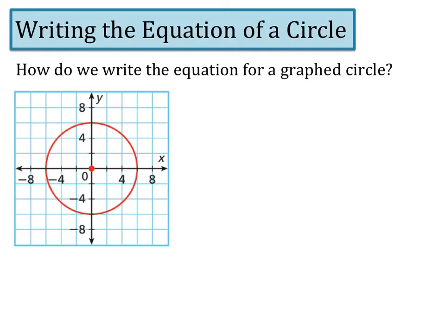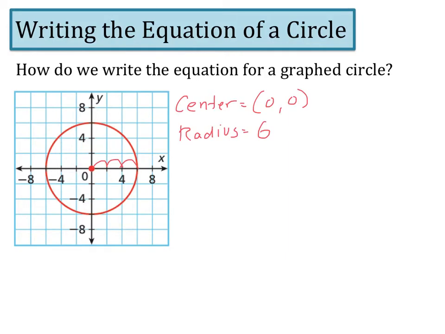Now let's say I give you the picture of a graph and we're asked to write an equation for that circle. Well, we have to figure out two things. We have to know the center and we have to know the radius. So the center here is just (0, 0). And the radius we count. So here's 1 space, 2 spaces, 3 spaces. But these are in intervals of 2, so 2 times 3 is 6. So our radius is 6.